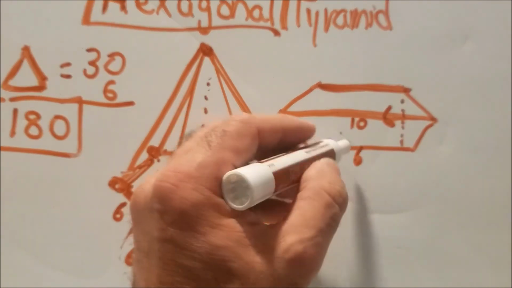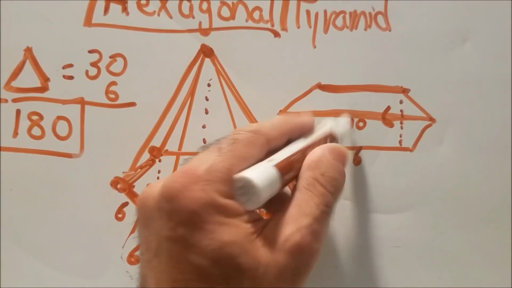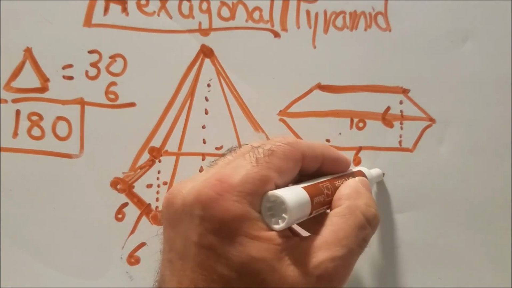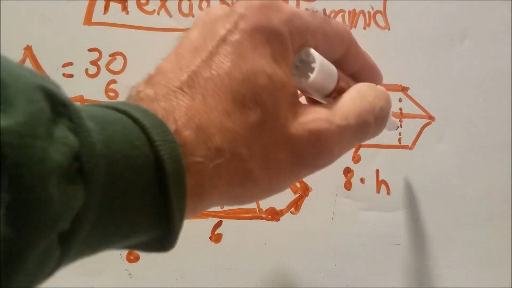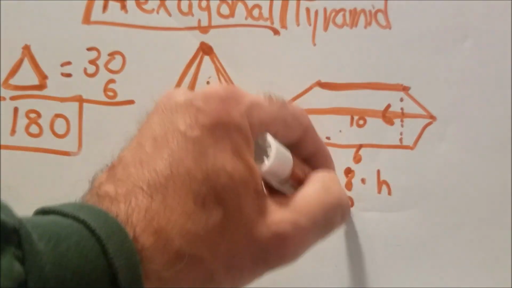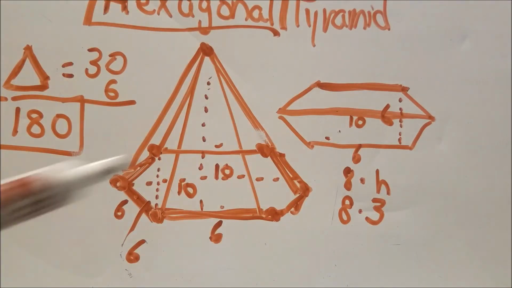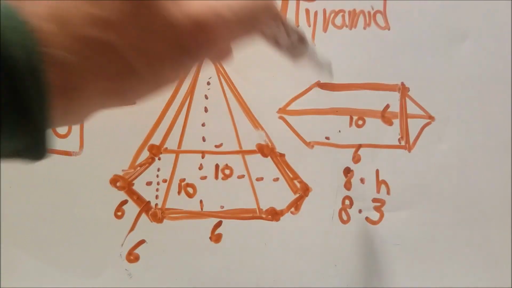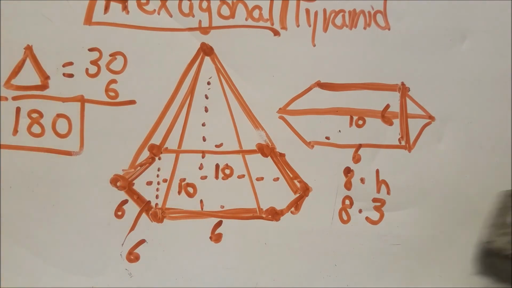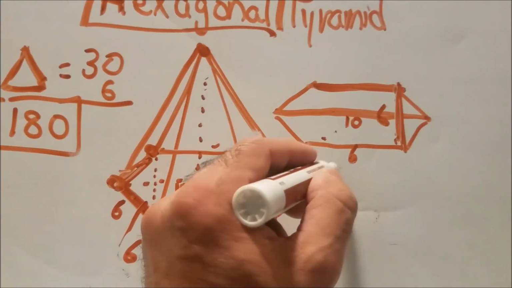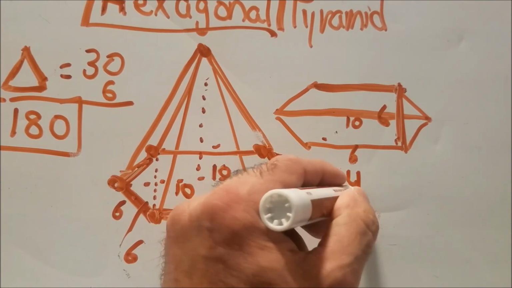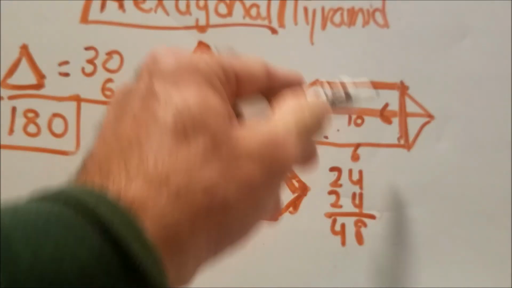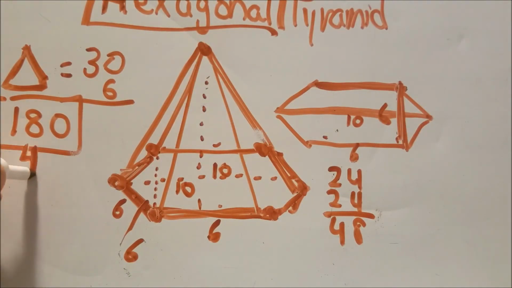So let's be careful. Remember, base 1 plus base 2, that's 16. Half of 16 is what? 8. And 8 times the height. Now be careful, the height isn't 6. The height is 3. Why is it 3? Because from here to here is 6. So half of it would be 3. Okay, so one trapezoid is 24. But you have to add them together, so we have 48. 48 is the area of that hexagon. So we just add 48 to it.